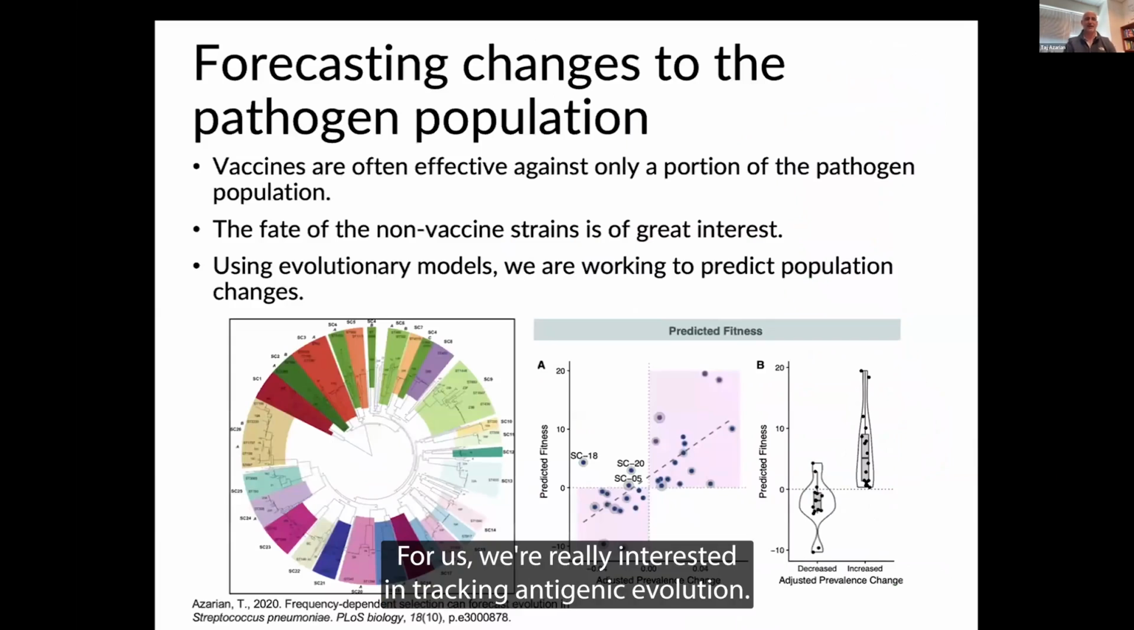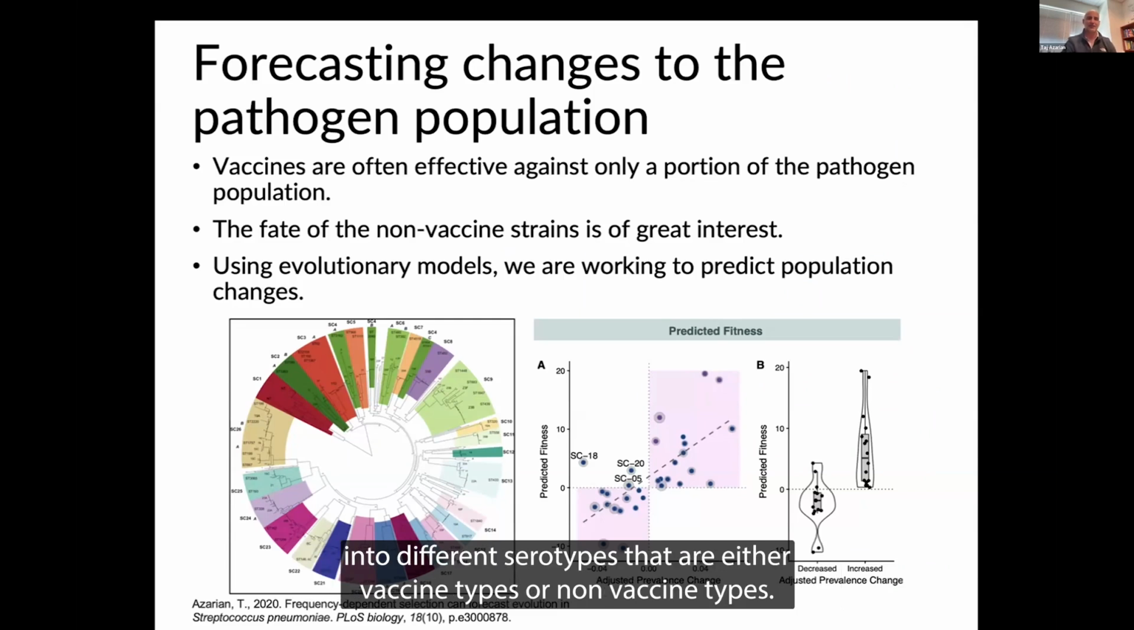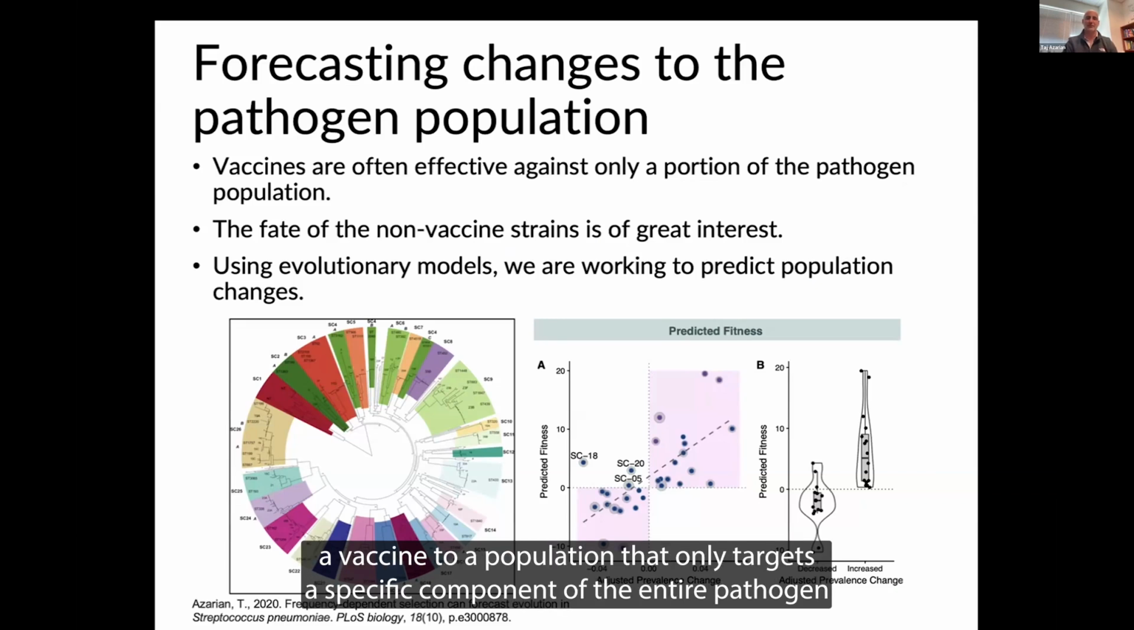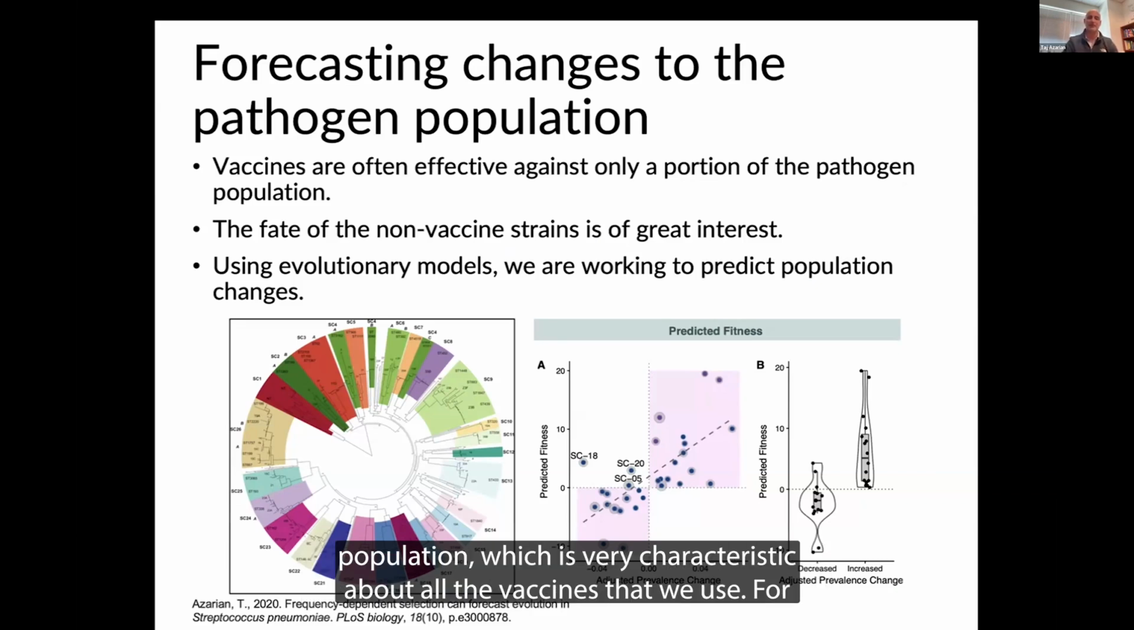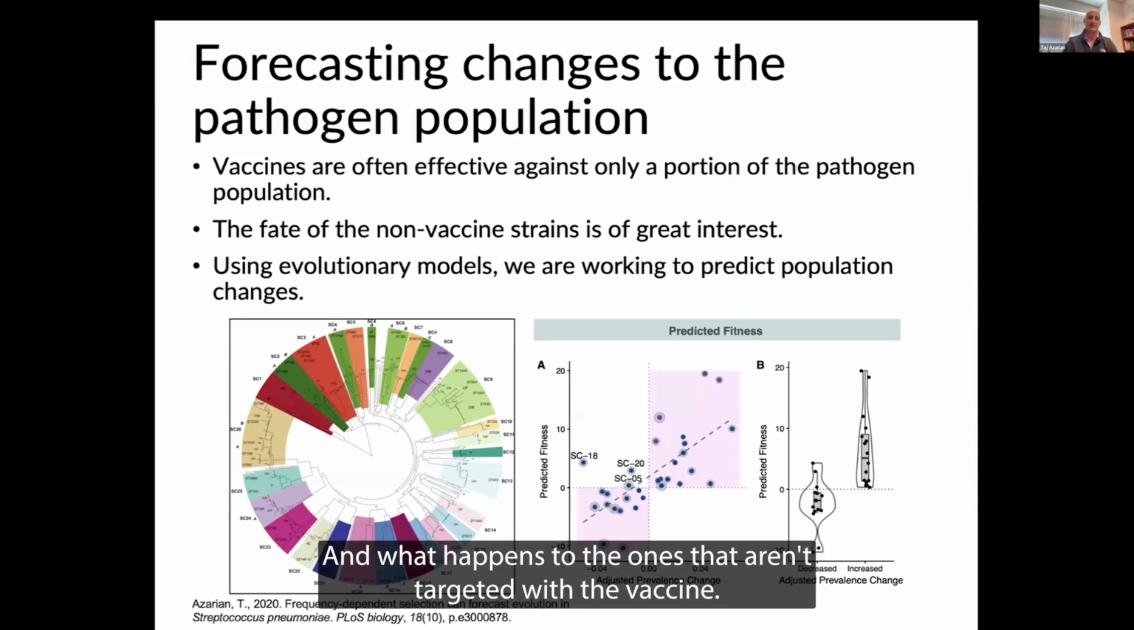For us, we're really interested in tracking antigenic evolution. This is, again, some work we did in Streptococcus pneumoniae. On the left-hand figure, we see the population structure of strep pneumo divided genetically into different serotypes that are either vaccine types or non-vaccine types. So some of them will not be affected by the current vaccine. And we are really interested to see what happens when you introduce a vaccine to a population that only targets a specific component of the entire pathogen population, which is very characteristic of all the vaccines that we use. For example, you can think about the flu vaccine only works against certain types of flu, and what happens to the ones that aren't targeted with the vaccine.